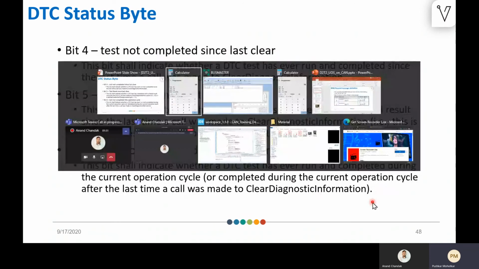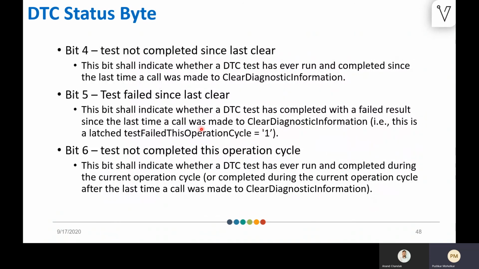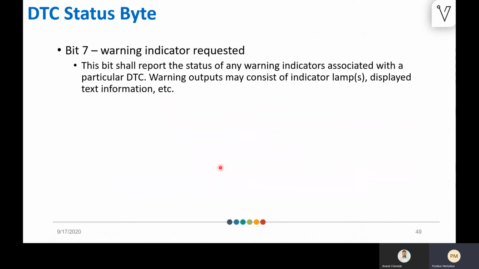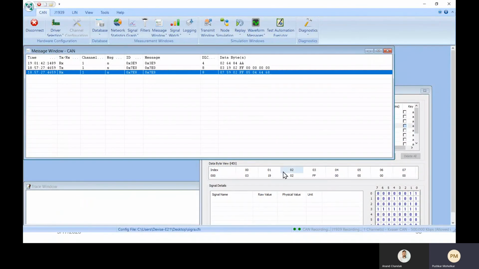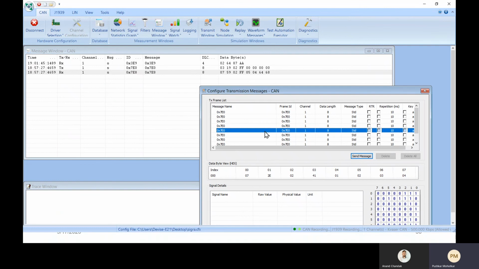Then after the third bit, fifth and sixth bits were set. So fifth bit tells us that the test has failed since last clear DTC command was sent. And bit 6 tells us that the test has not completed during this operation cycle. So during the current operation or driving cycle, the test for the particular DTC has not been completed yet. So this is the information that we get by using the 02 subfunction for the read DTC information service.